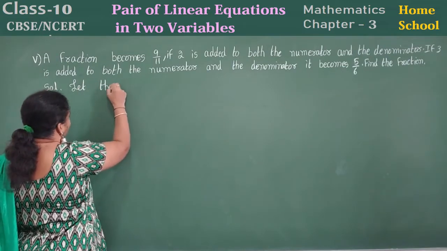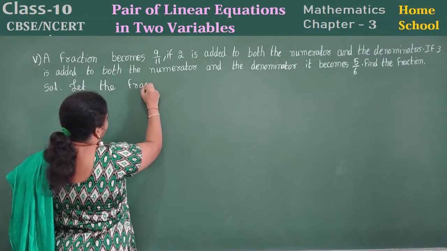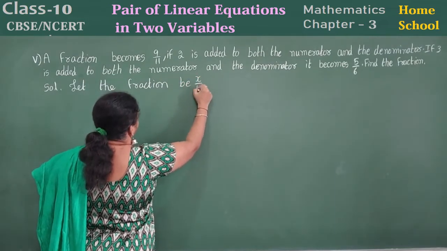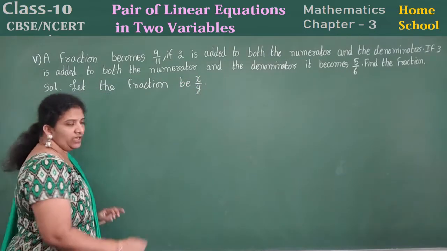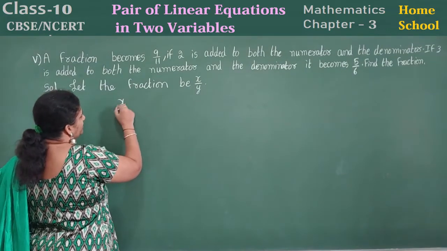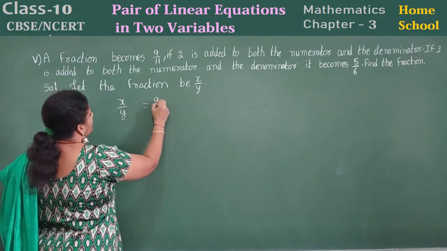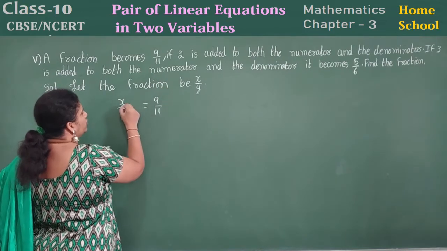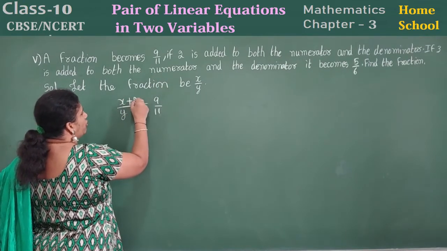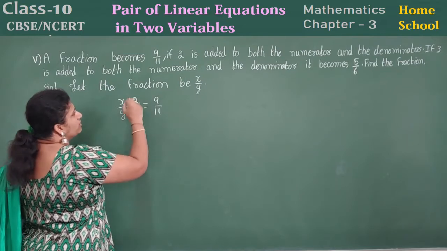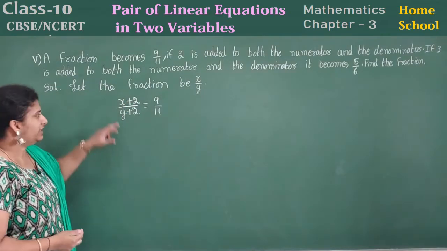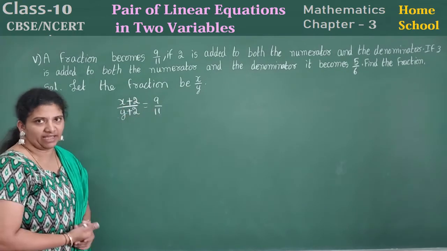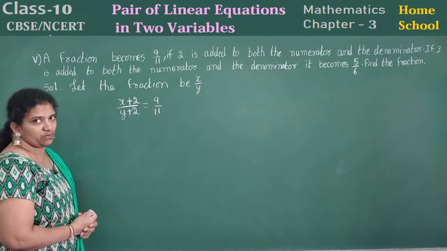Let the fraction be x by y. Okay. This fraction becomes 9 by 11. How does it become 9 by 11? When 2 is added to both the numerator and also the denominator. That means x plus 2 by y plus 2 is equal to 9 by 11. This is your first equation.